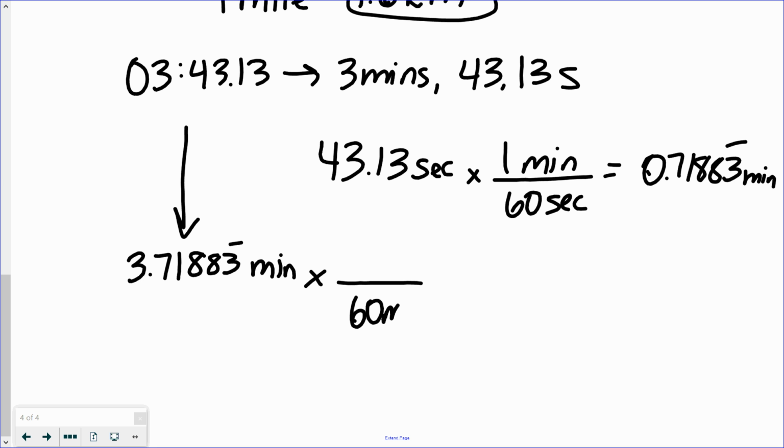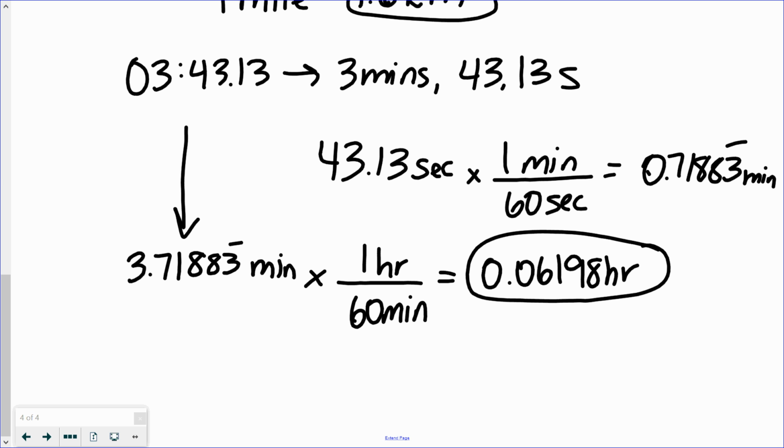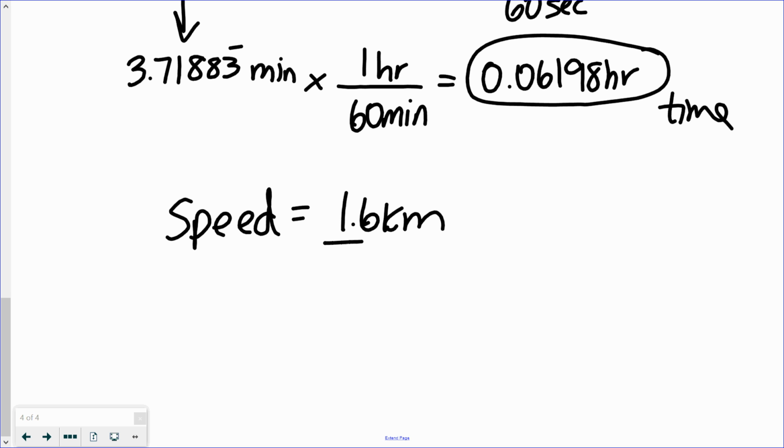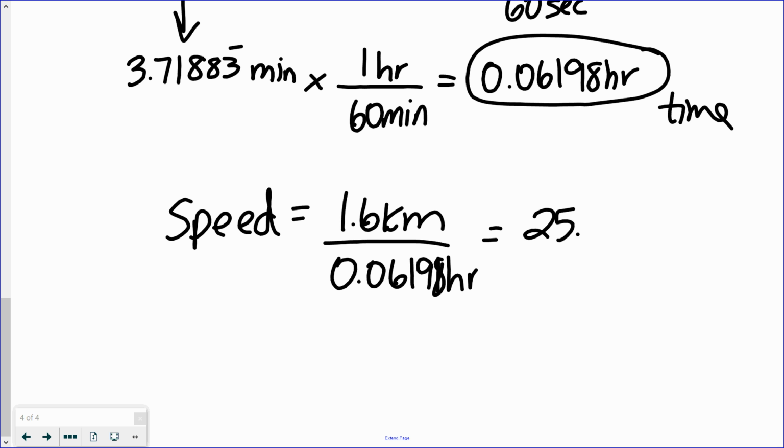So we know there's 60 minutes in 1 hour. So 3.71 and so on minutes is actually equal to 0.06198 hours. And so this is our time. We're getting close. So just like we had above, speed is equal to distance over time. So that's speed, the distance was 1.6 kilometers. The time was 0.06198 hours. So that gets us a speed of 25.8 kilometers per hour.